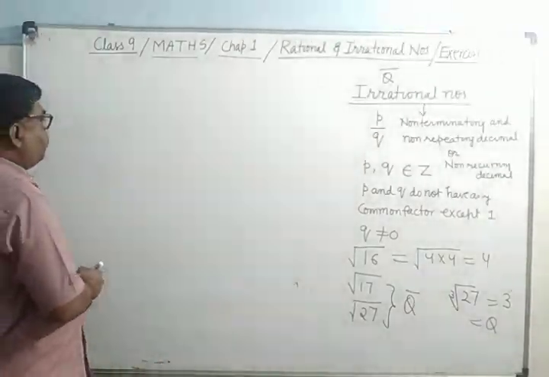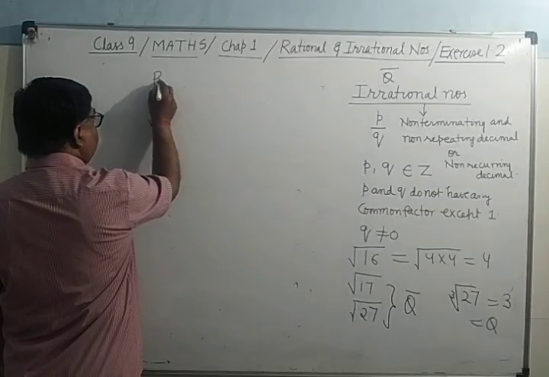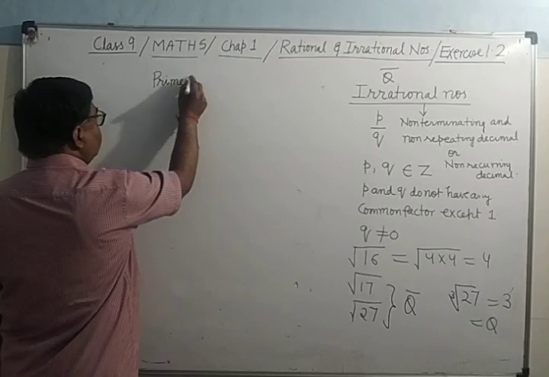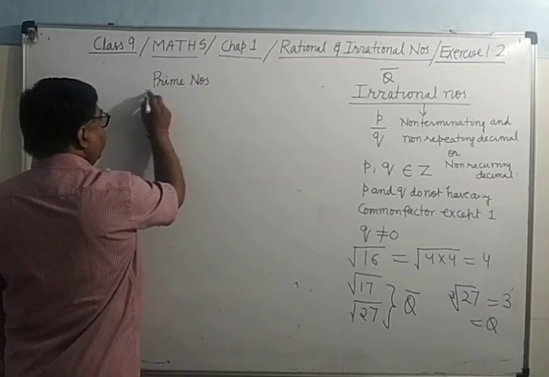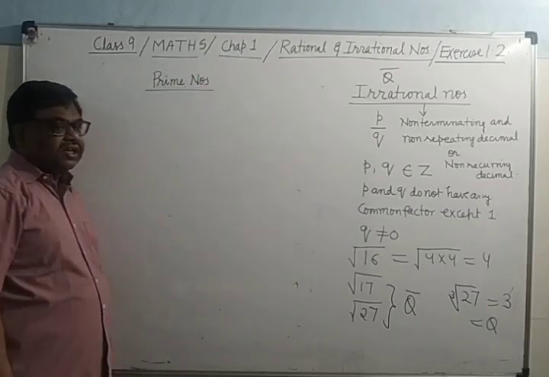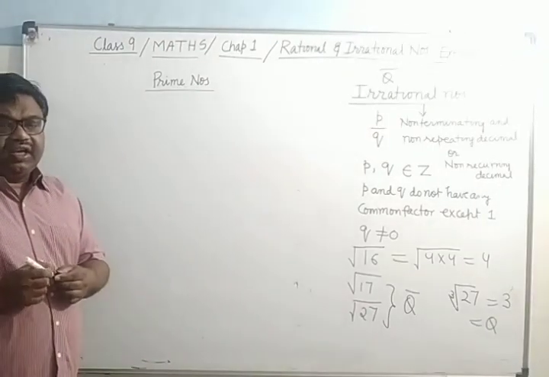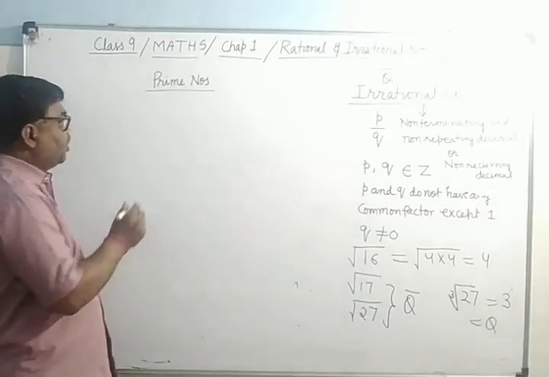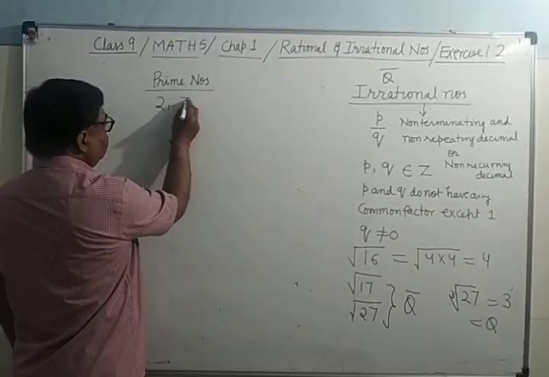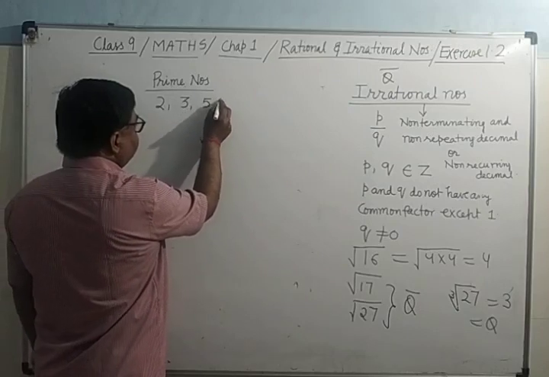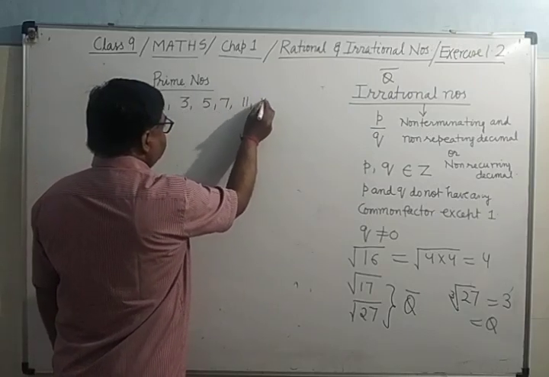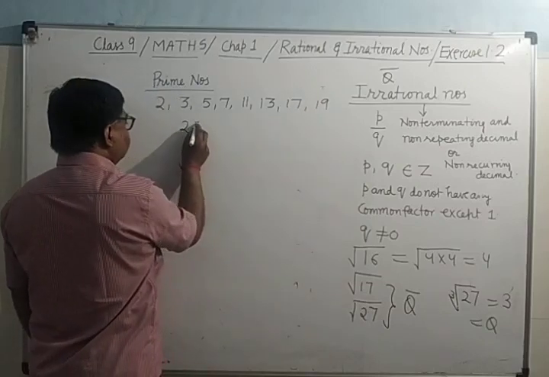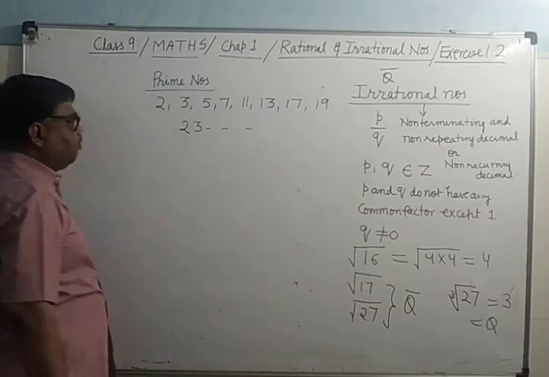First, you know what a prime number is. These are two rules which will be very frequently used in exercise 1.2. Prime numbers: any number which has no factor other than 1 and itself is known as a prime number. The smallest prime number is 2, then 3, 5, 7, 11, 13, 17, 19, 23, and so on are prime numbers.